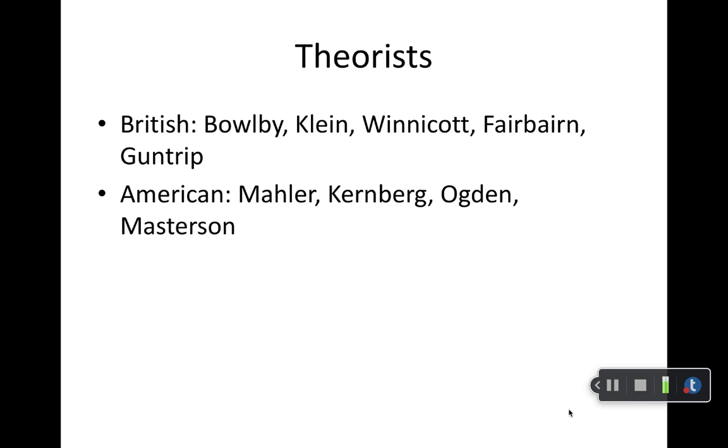Some of the important British object relations theorists are John Bowlby, who later went on to found attachment theory, and Bowlby is mostly associated with attachment theory now. But there is some overlap between object relations and attachment theories. Melanie Klein is another important British object relations theorist. Donald Winnicott is perhaps the most important object relations theorist, at least from a social work perspective. And Fairbairn and Guntrip are also associated with the British school. The American object relations theorists include Margaret Mahler, Kernberg, Ogden, and Masterson.